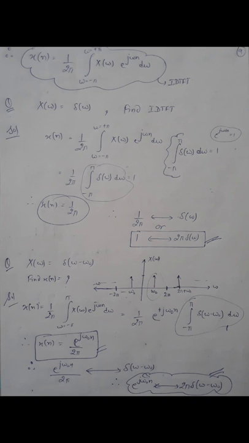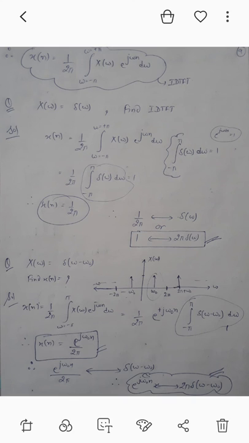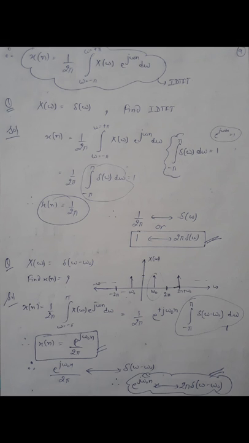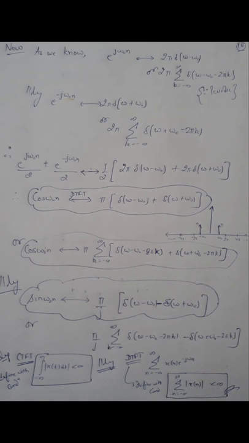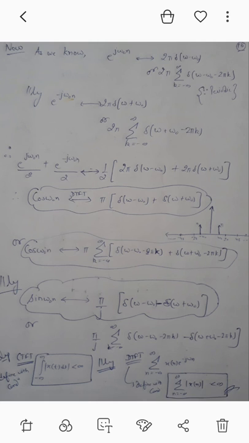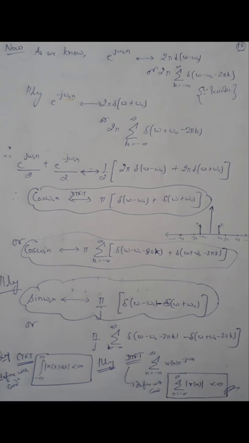Take the constant 2π to the right-hand side. So we have the result: e^(jω0n) has the DTFT 2π δ(ω minus ω0). Similarly, e^(-jω0n) will have 2π δ(ω plus ω0). So add these two values and divide by 2, and we get the DTFT of cos ω0n: π[δ(ω minus ω0) plus δ(ω plus ω0)]. Similarly, for sin ω0n, multiply and divide by 2j, so we get (π/j)[δ(ω minus ω0) minus δ(ω plus ω0)].